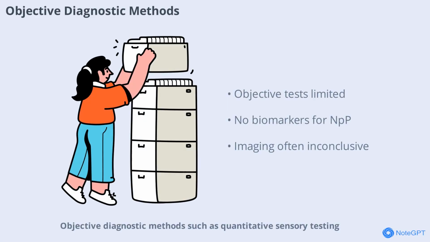Objective diagnostic methods, such as quantitative sensory testing, neurophysiology, and imaging, are valuable for identifying neuropathic pain. However, these tests have limited utility in distinguishing nociplastic pain from neuropathic pain. No validated biomarkers currently exist for nociplastic pain, and even advanced imaging often cannot differentiate between pain types. This diagnostic gap underscores the challenges clinicians face when trying to provide targeted treatment.